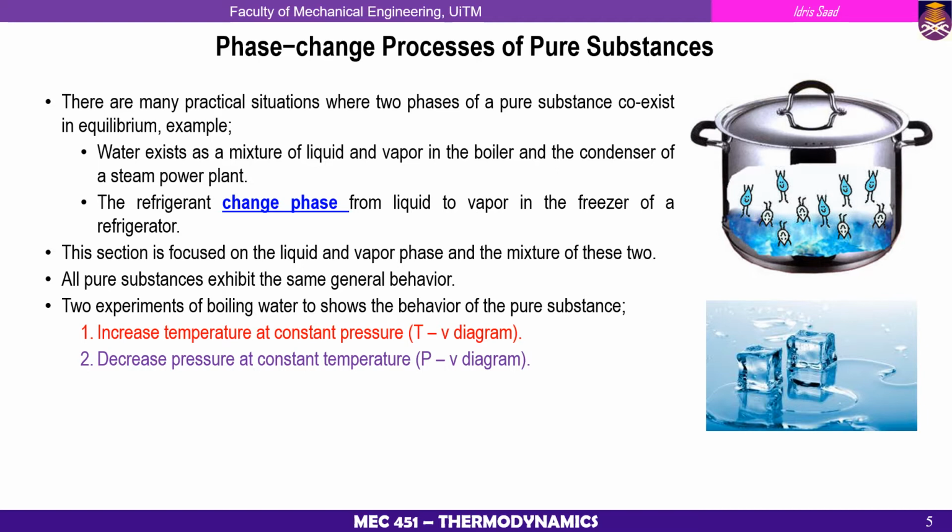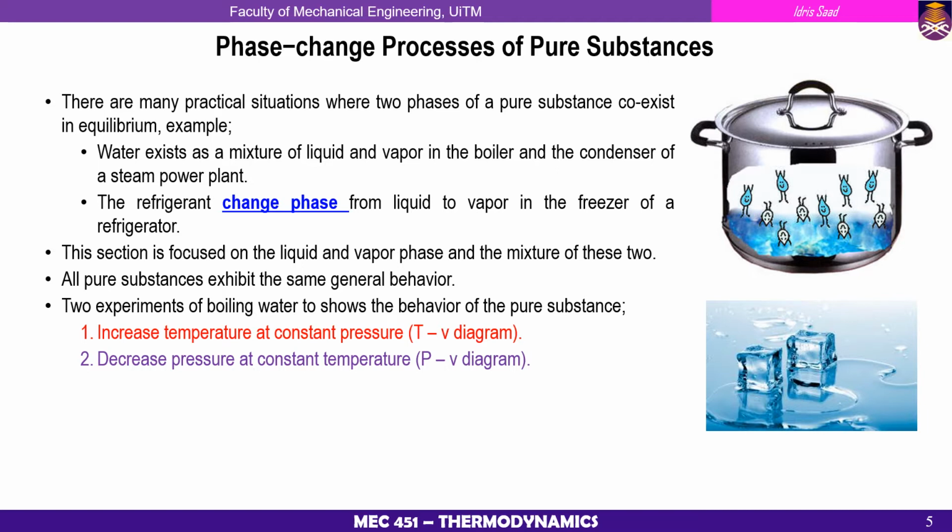The first one is we can increase the temperature of the water by giving heat to the water at atmospheric pressure. This is the normal process that we normally do. This process is thermodynamically called increased temperature at a constant pressure.